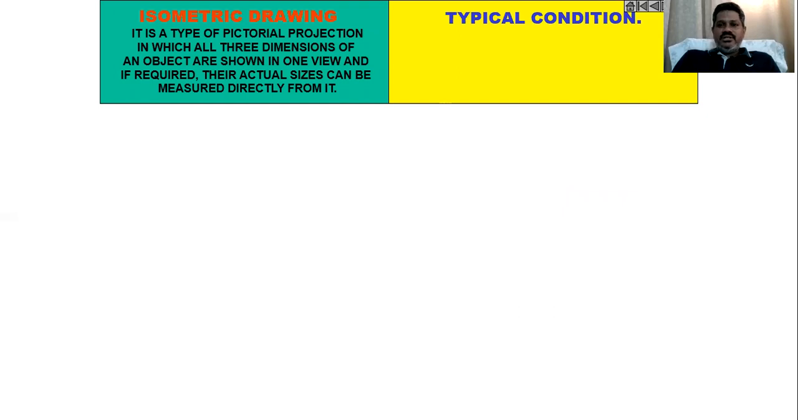Then when it comes to the typical condition of the isometric drawing, the three axes on which we are going to draw the isometric drawing or the view are located at equal angles, that is 120 degrees. This is the typical condition of the isometric drawing.